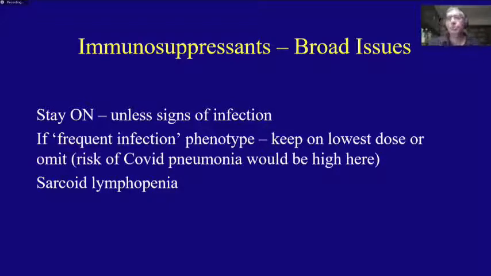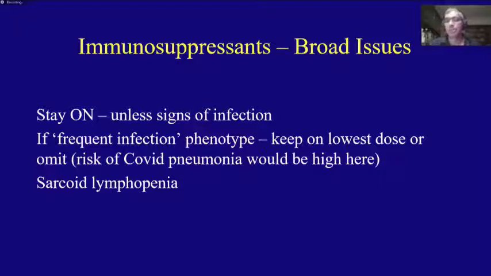Immunosuppressants, some broad issues for all the audience. Stay on them unless there's signs of infection. Now you have some patients with CTD, ILD, chronic HP who frequently get infections, UTIs, lung infections. We know those patients. Those are the patients I would call up and tell them, come lower on the dose if possible, keep on the lowest dose or even omit the drug during the lockdown period and for a little longer. The risk of COVID pneumonia would be much higher here in a frequent infection phenotype of interstitial lung disease.